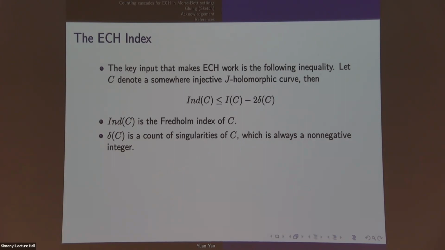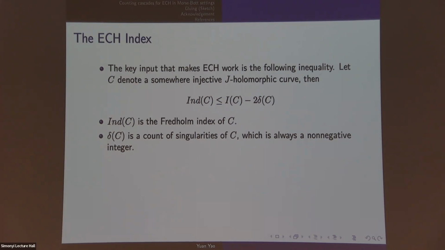If I take C_1 and C_2, you can also define the Fredholm index of C_1 C_2. Does it just add, or is there more? There's some more. It doesn't just add. ECH is not linear with respect to this.